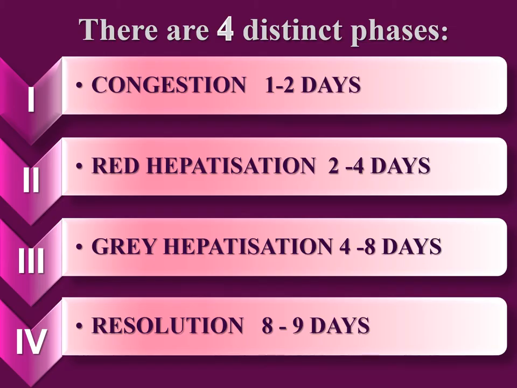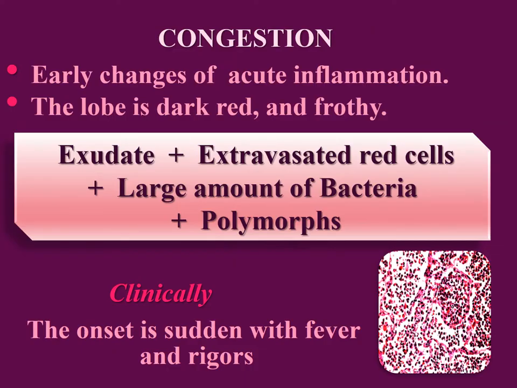Four phases are recognized in the development of lobar pneumonia: congestion, red hepatization, gray hepatization, and resolution. Congestion stage: the onset is sudden, with fever and rigors.